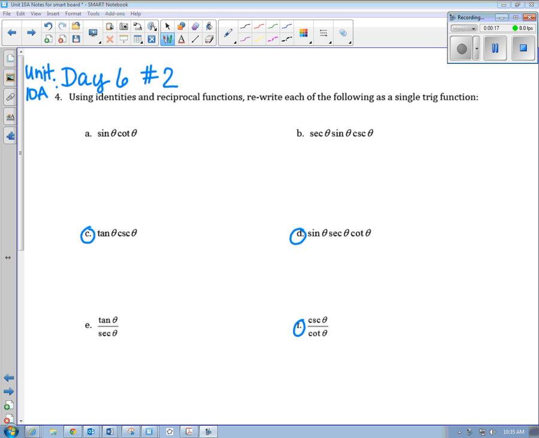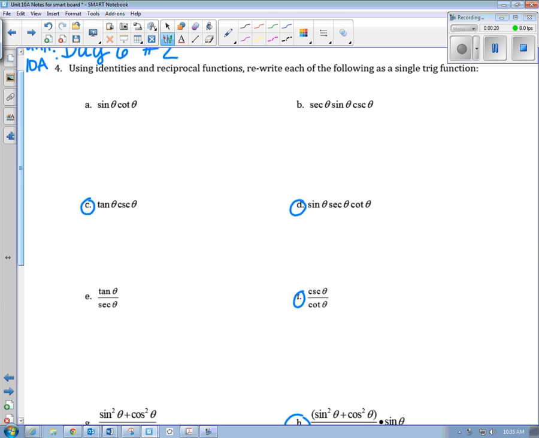So the directions for these say that we are supposed to use identities and reciprocal trig functions to write each of the following as a single trig function. So the first thing I'm going to do in C is turn tangent into sine theta over cosine theta. Cosecant I know is the reciprocal of sine, so that's equal to 1 over sine theta. And then in this case, the sine thetas cancel. So in here I can cross out a sine theta on top and a sine theta on the bottom and end up with 1 over cosine theta, which I know is secant theta. So my final answer for that one is secant theta.